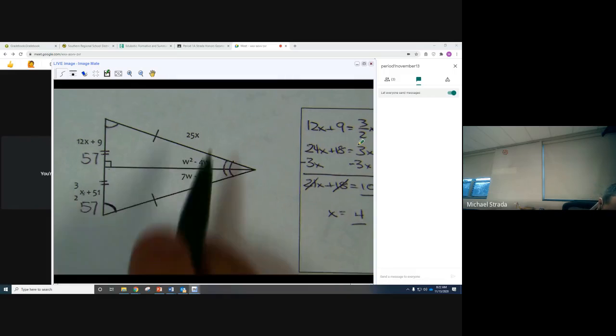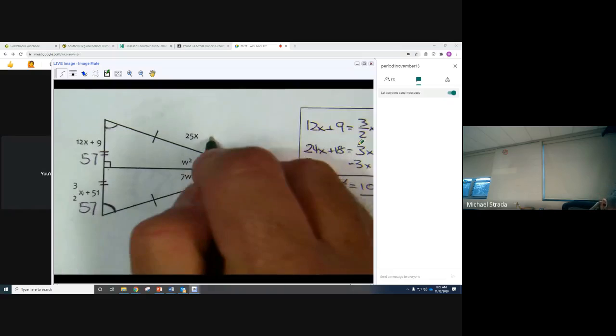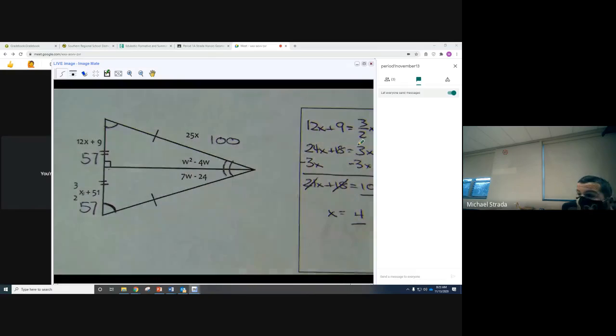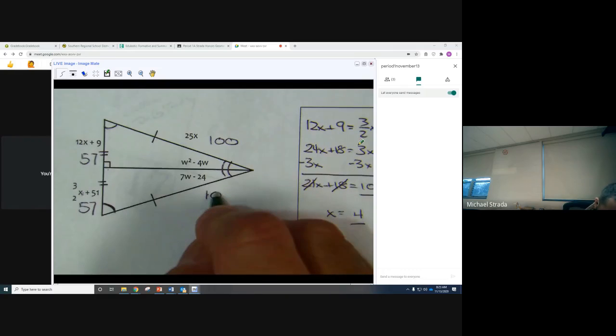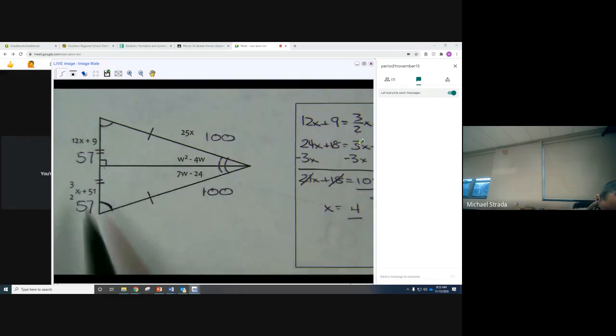All right, up here also says 25x. So 25 times 4 is an even 100, which means the other leg would also be what? 100, which allows me to get the triangle's perimeter. Okay? So you got 100, 100, 200. If it asks you, the perimeter would be 314.